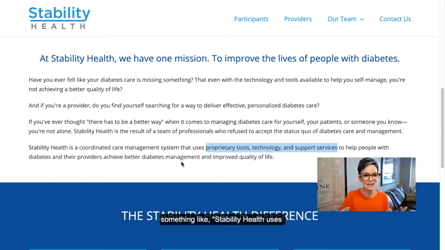So you could say something like, Stability Health uses proprietary tools, technology, and support services to coordinate and make all the information talk to each other across your entire diabetes experience. The result, you get better diabetes management and improved quality of life. So you're trying to be more specific there.